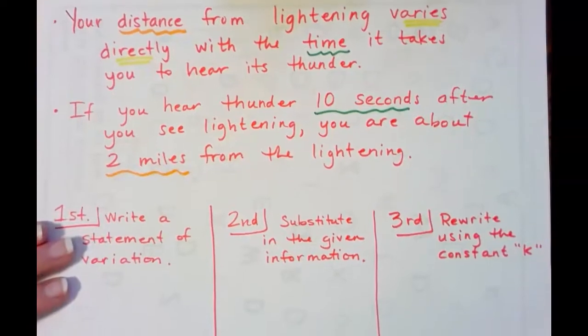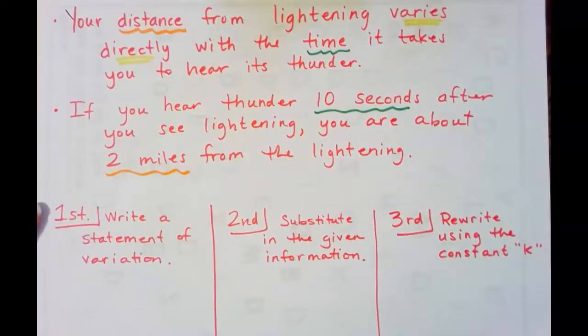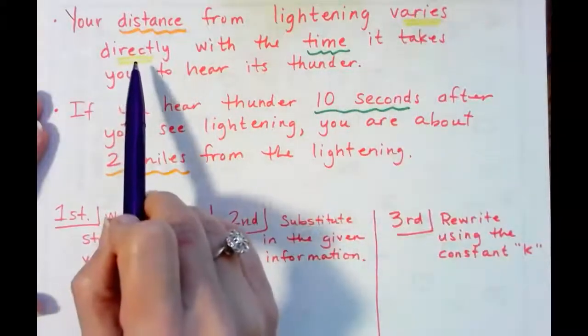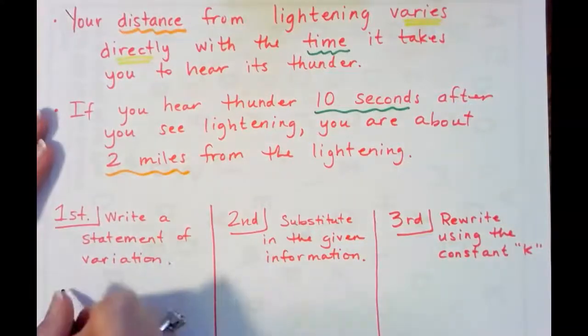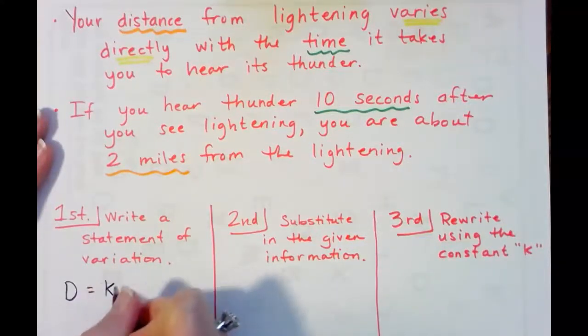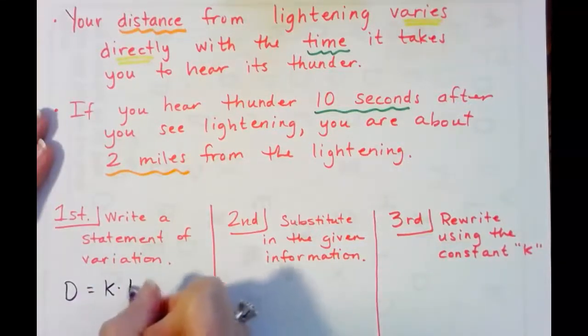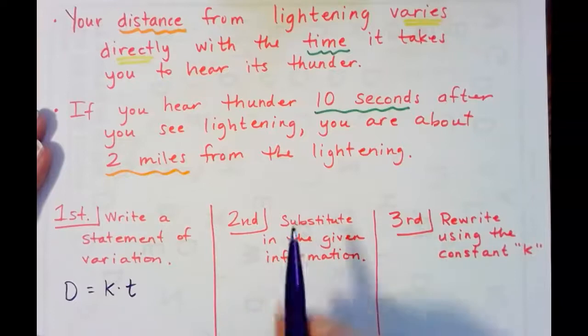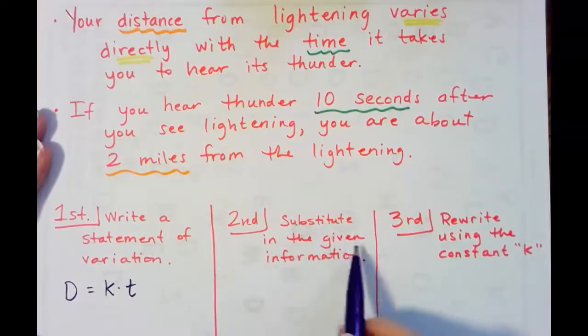So that's the first thing. First, write a statement of variation based on what's given. Your distance varies directly with the time. So distance varies directly with the time. We don't know the constant of variation yet. That's why we're going to call it K. We're going to find it in part 2 here. So substitute in the given information.